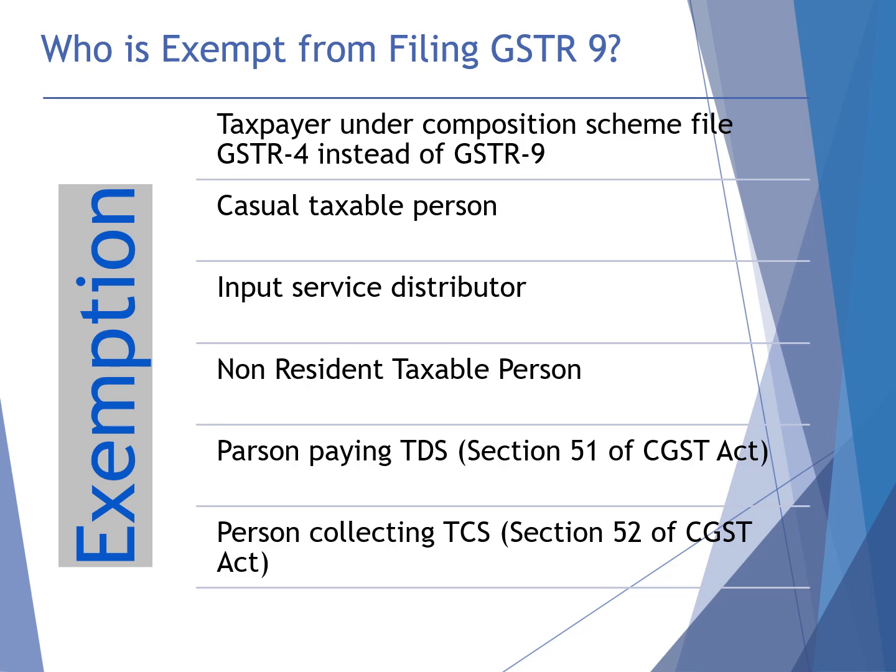Who is exempt from filing GSTR 9? The taxpayer who is registered under the composition scheme. He has to file GSTR 4 instead of GSTR 9. Casual taxable person, input service distributor, non-resident taxable person, the person paying the TDS under Section 51 of the CGST Act, and the person collecting the TCS under Section 52 of the CGST Act.